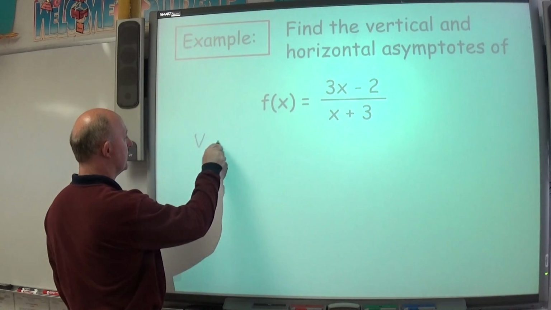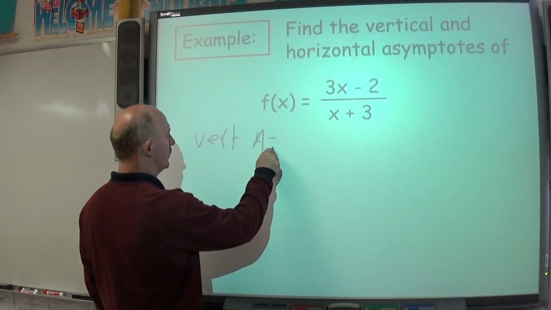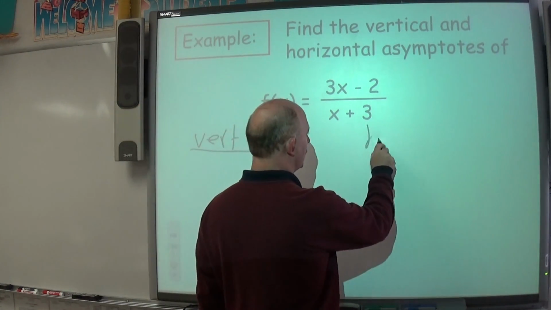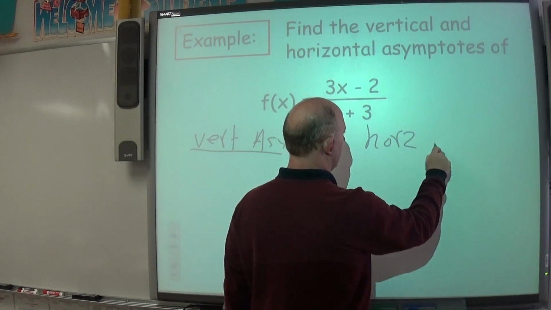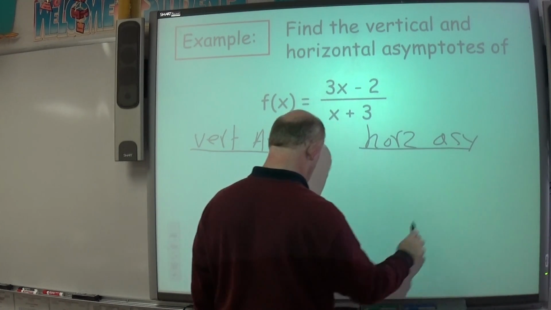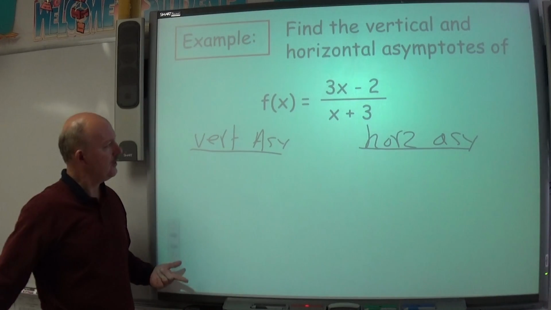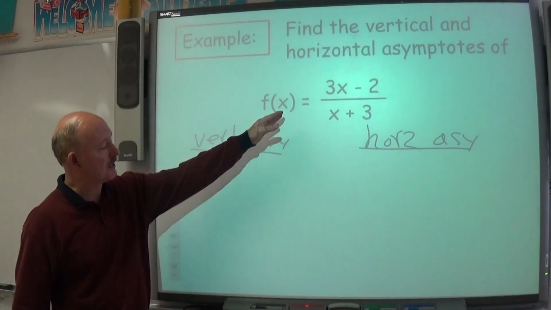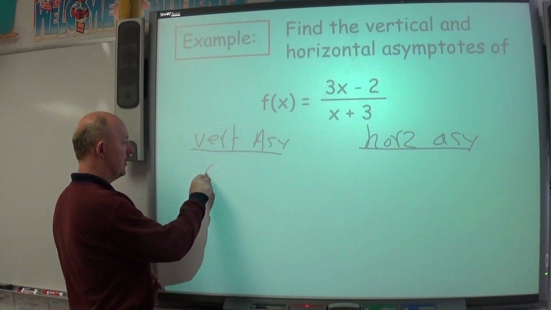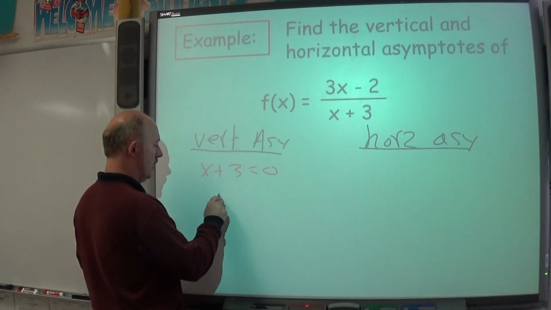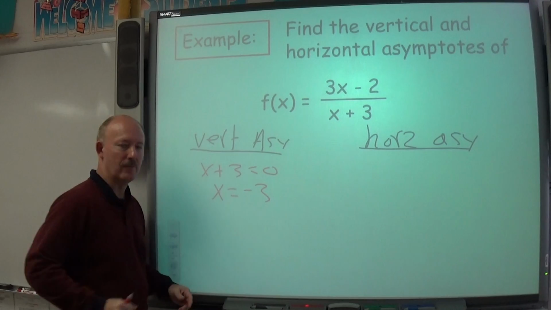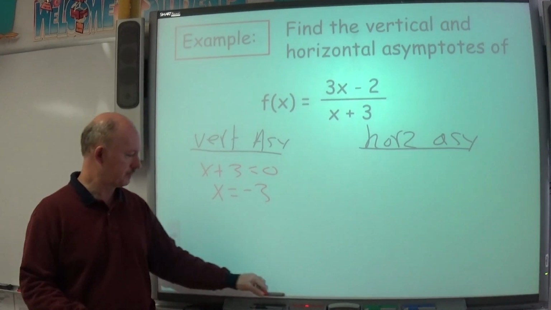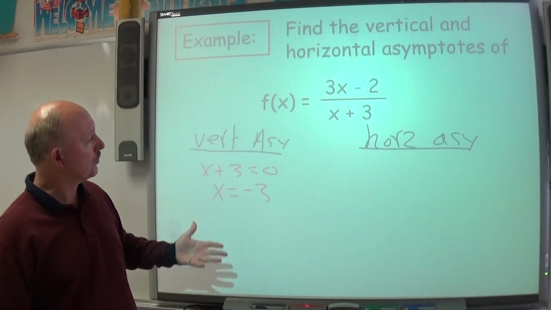Now we're going to try to find the vertical and horizontal asymptotes. So we do the vertical asymptotes here, and we do the horizontal asymptotes here. Right, so let's see what we get. Now, the vertical asymptotes will be where the denominator is equal to 0. So we'll do x plus 3 equals 0, x equals negative 3. So we have one vertical asymptote here. Okay, let's get our horizontal asymptote.